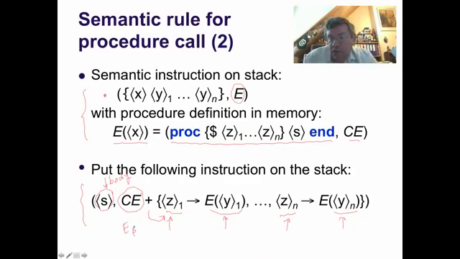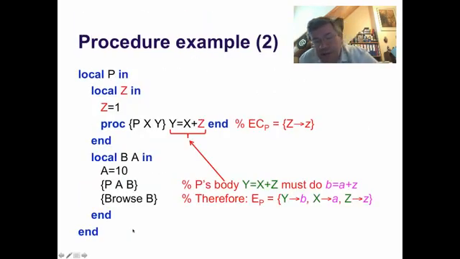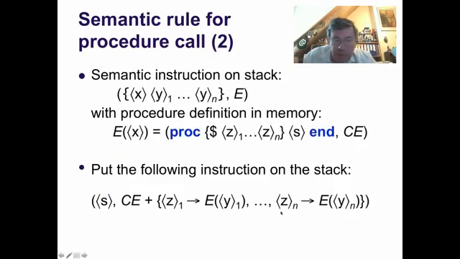Okay, so this seemingly complicated formal definition corresponds exactly to the example here. You notice why I explain it separately. This is probably the most complicated semantic rule that we're going to look at in this course, but it's also the most important one.